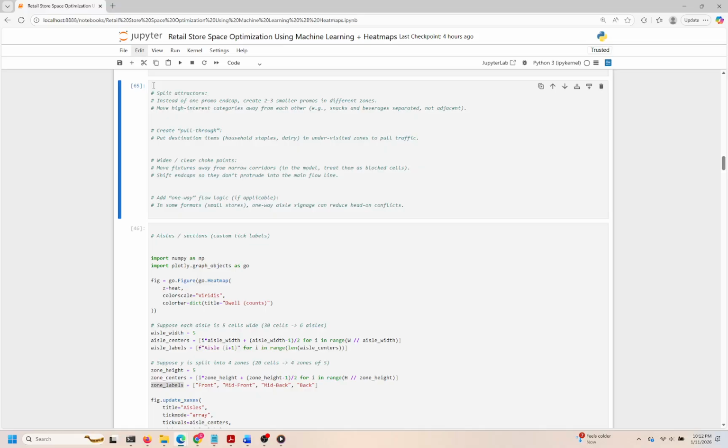Cell 5. In this section, we're exploring a strategic approach to enhance store layout and improve customer flow. This is essential for creating a more pleasant shopping environment, ultimately boosting sales and customer satisfaction. The focus here is on how to optimize the placement of promotional displays and high-interest items, while also ensuring that walkways are clear and intuitive.